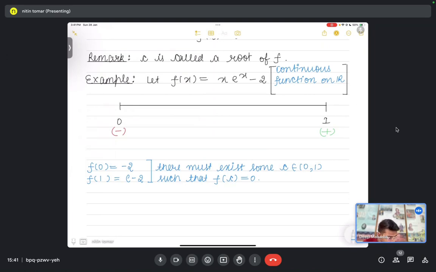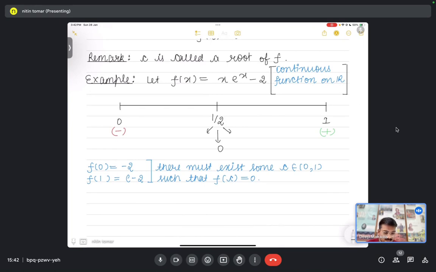So what do I do? I make a very clever approach. I cut this interval in half. So here you will have 1 by 2. Correct? Now, what should I do? I should check the sign of this function at 1 by 2, right? It will either be 0. If f of half is 0, we are done, correct?